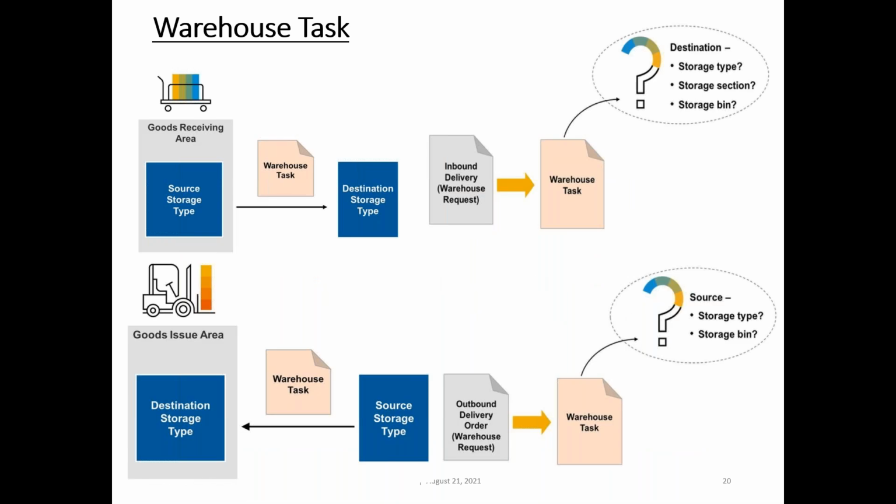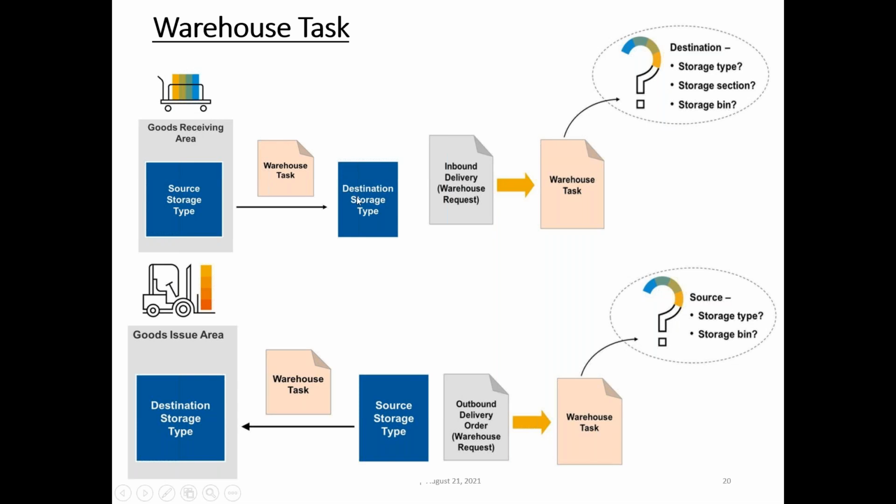Okay. This inbound delivery and outbound delivery order are called a warehouse request, so you can call it a transfer requirement in the regular WM application. With reference to the warehouse request, that is inbound delivery and outbound delivery order, you create the warehouse task. The warehouse task tells you what you are moving, how many quantities you are moving, from where you are picking, and from where you are putting away.